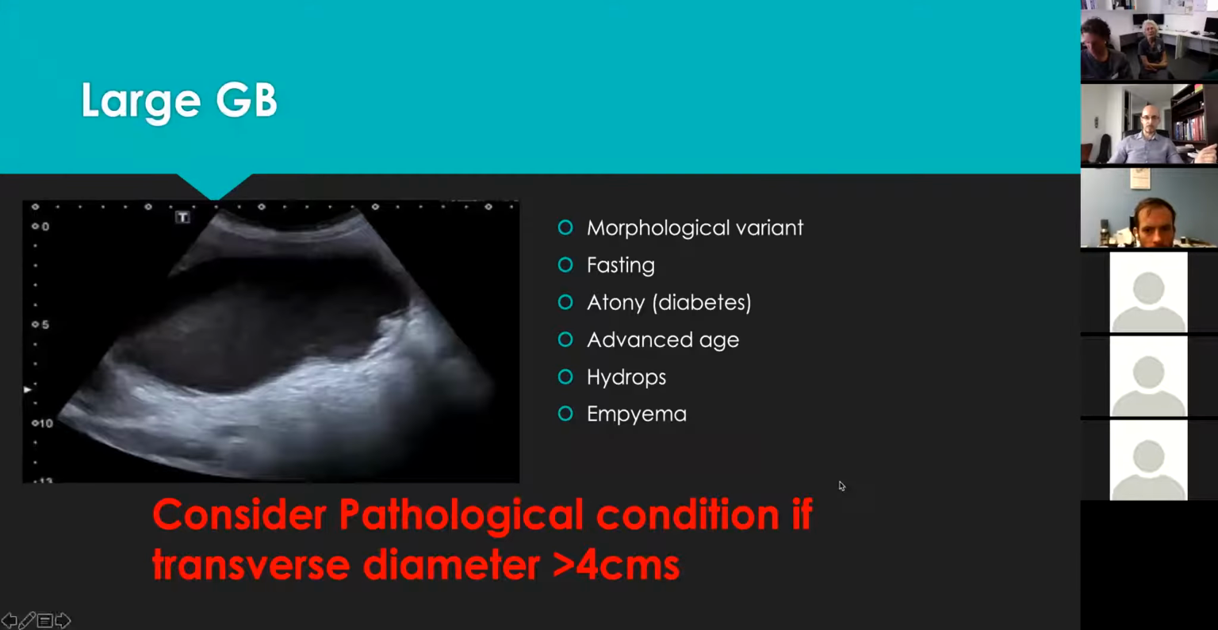Then some large gallbladders. If it is more than 4 centimeters, usually we need to think about possible pathologies. But in some not very acute problems, it can be large as well. For example, in a patient who is fasting for a long time, atonia of the gallbladder, advanced age or height groups, or empyema of the gallbladder, it can still be very large. So some of them acutely pathologic, some of them not acutely pathologic.